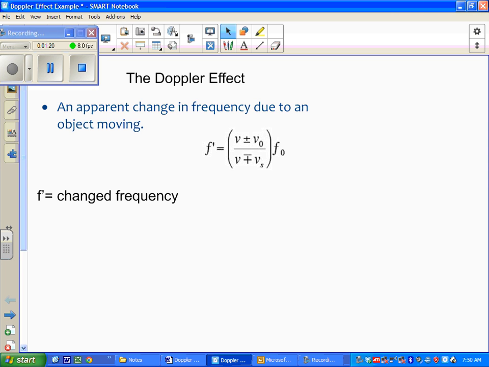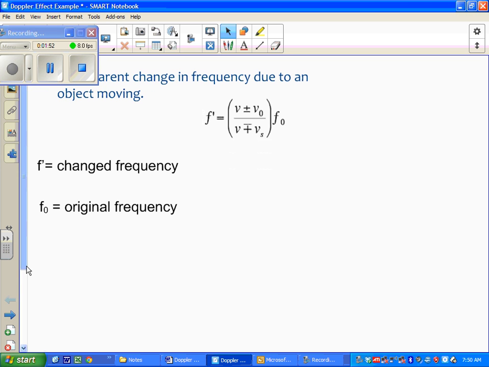The first thing we have is f naught. f naught is the original frequency. So f prime is the changed frequency, f naught is the original frequency. So the f naught would be our car engine, that's making one sound. The f prime would be the changed frequency that we perceive. All right? Okay, let's take a look at some other variables here.